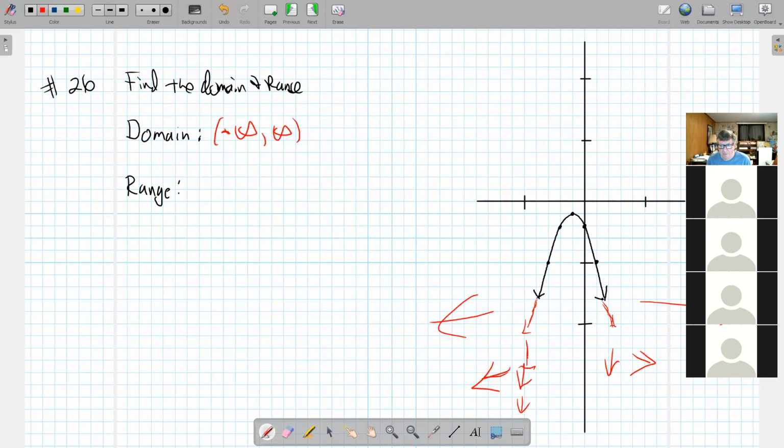What's the range? It looks like all numbers below -1. Would it include -1? Yes. So how would you say it? Would you put negative infinity, comma, -1 with the bracket? Yes, you would. Good job. So we're including -1 and everything less than that in the range. No matter what real number you put in for the input, the domain, all of your outputs are going to be less than or equal to -1. You're never going to get an output above -1, because that would be up here and it doesn't happen.